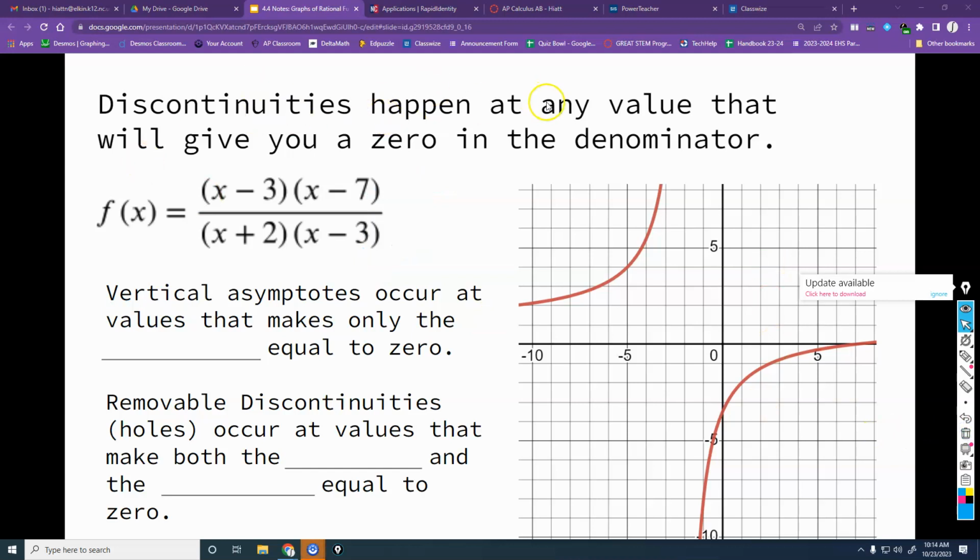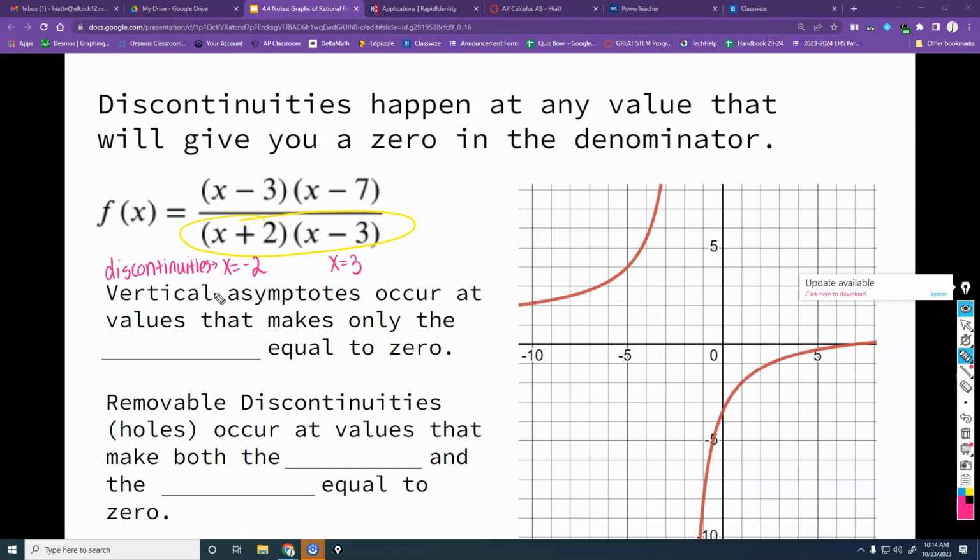Okay, discontinuities happen at any value that will give you a 0 in the denominator. So for example, if I'm looking at this equation right here, I would look at the denominator right here, and anything that would give me zeros in the denominator would cause a discontinuity. So x equals -2 and x equals +3. These would be discontinuities. And a discontinuity is where we either have a hole in the graph or a vertical asymptote. Like if you're trying to trace the graph, you'd have to pick up your pencil.